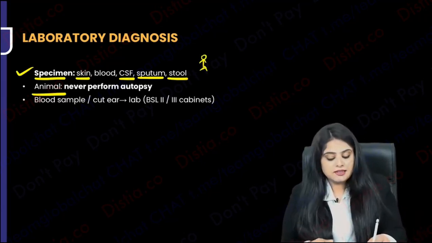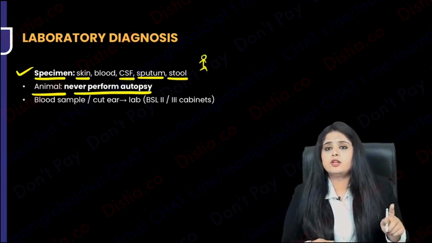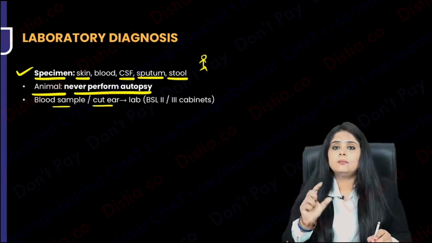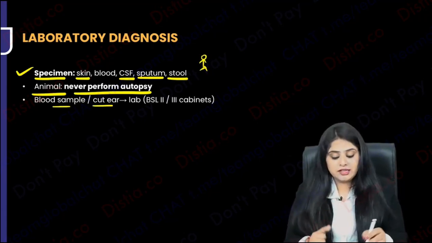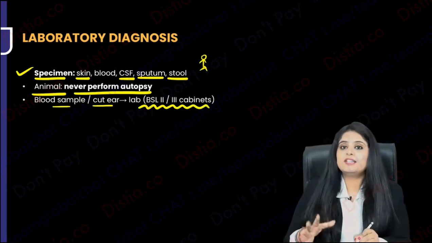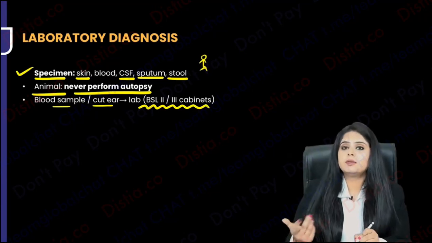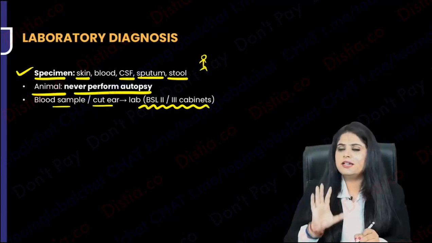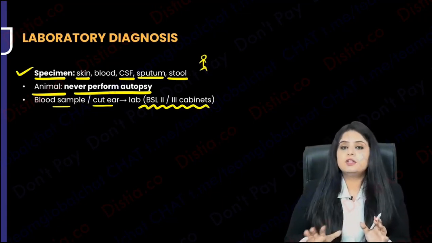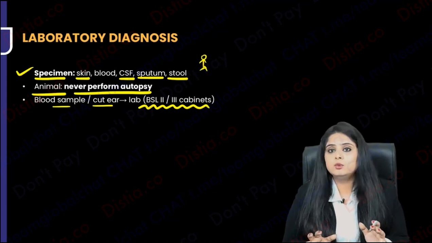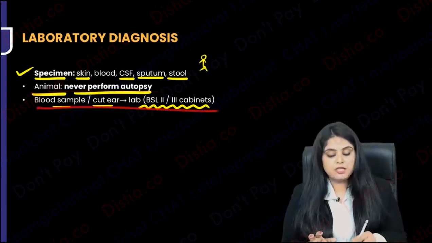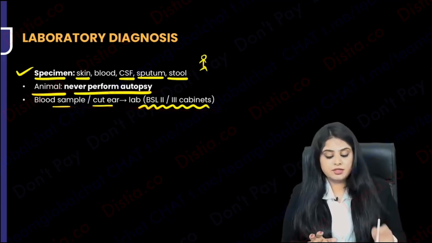So if an animal has anthrax, rule number 1, never ever perform an autopsy. If at all you have to take something, take either one ear or a blood sample. That is all that you can do, and this has to be kept in biosafety cabinets 2 and 3. We will be studying BSL, biosafety levels, and bioterrorism agents. We'll make a small list at the end. This is a bioterrorism A agent, so this is definitely going to be tested in a BSL 2-3 cabinet. So never ever do the autopsy. You're going to take a blood sample or cut the ear. That's all that you do for animals.